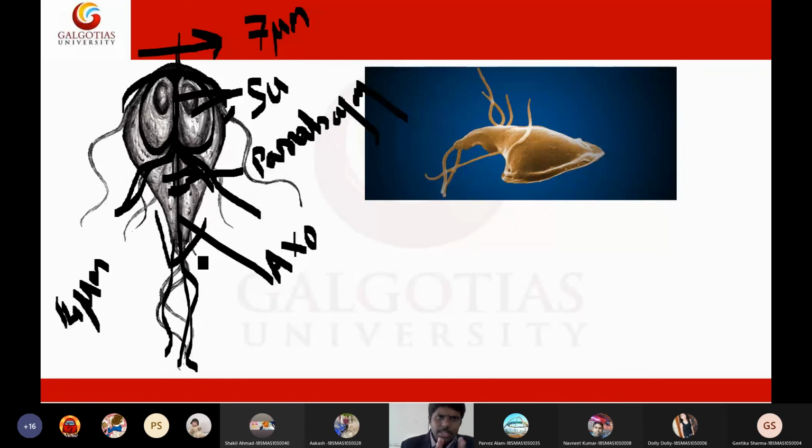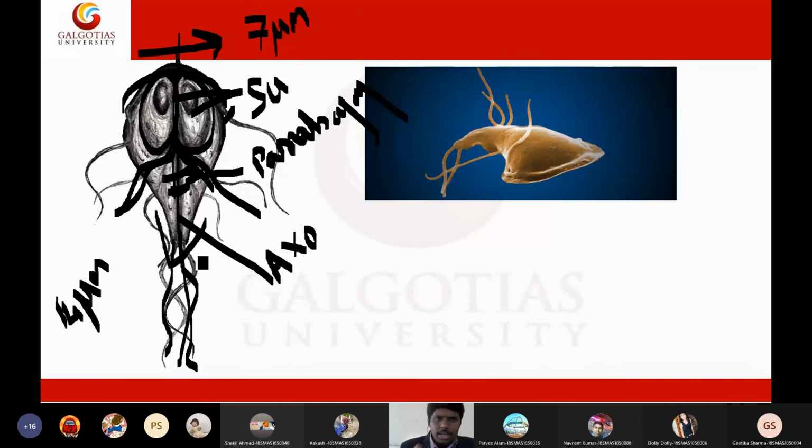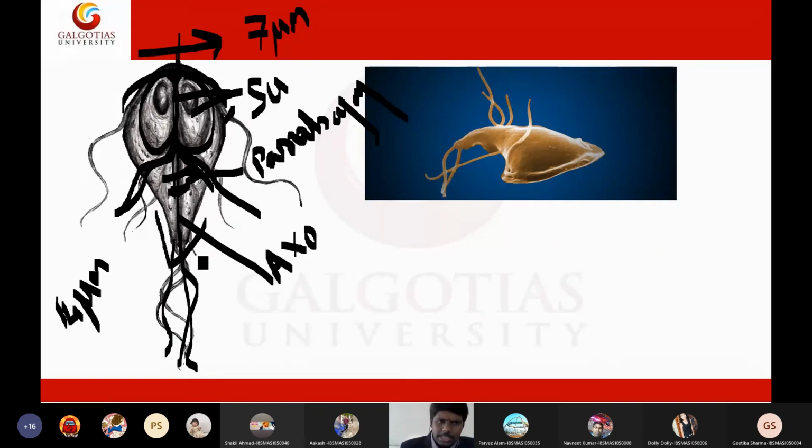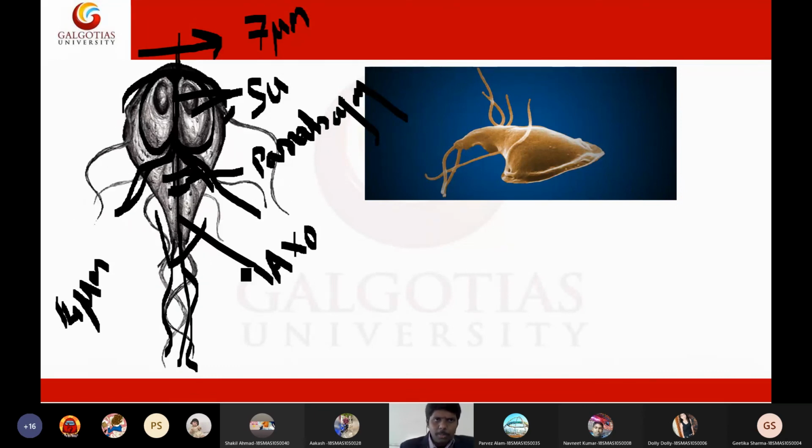The vegetative state is called trophozoite, whereas the egg is called cyst. So these two terms you should not forget. The eggs are called cyst and the vegetative form is called trophozoite. So this is a trophozoite. This trophozoite has two suckling discs.